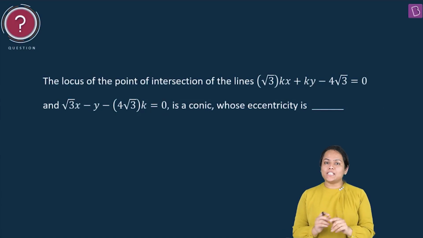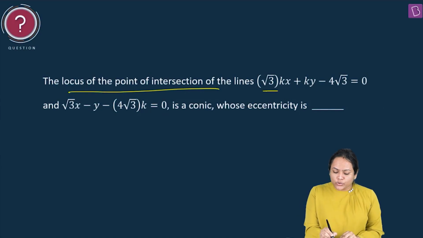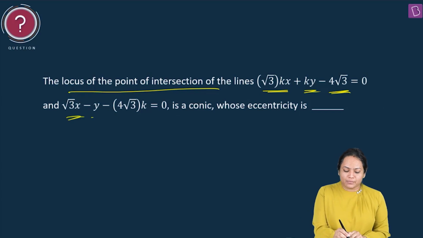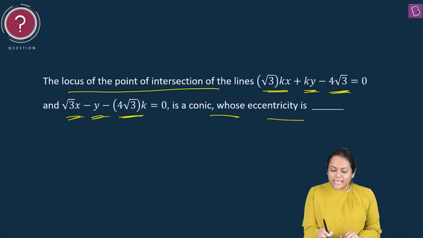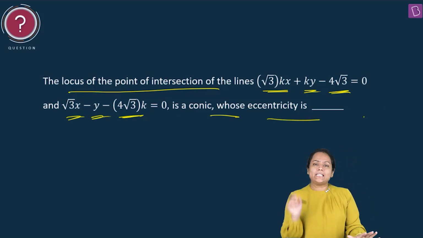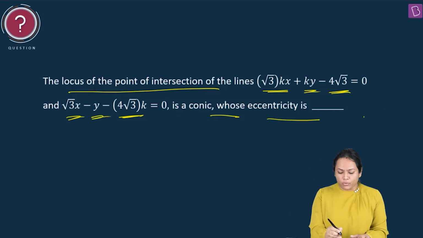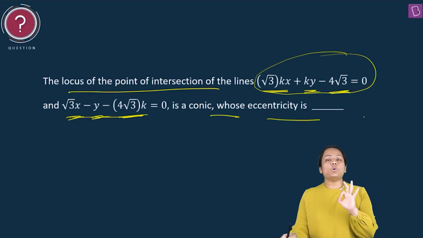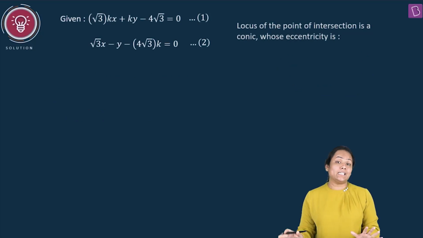Well, moving further, this question is saying the locus of the point of intersection of the lines root 3 kx plus ky minus 4 root 3 is equal to 0 and root 3x minus y minus 4 root 3k equal to 0 is a conic whose eccentricity is. So we have to find the eccentricity of the conic, which will be basically the locus of the point which is the intersection of these two lines. So to find the locus of the point of intersection, we have to eliminate k.